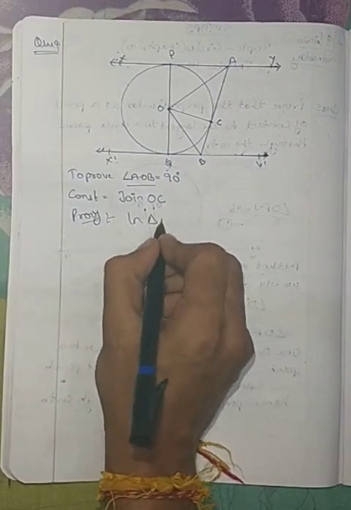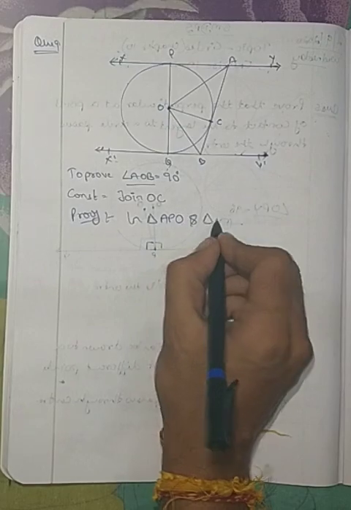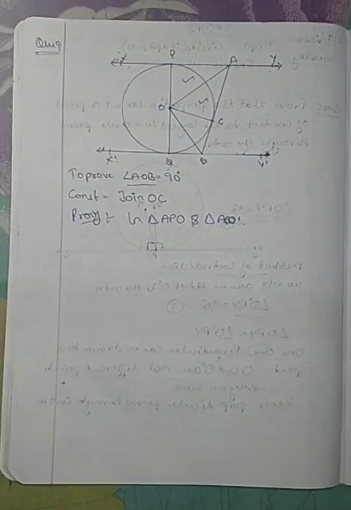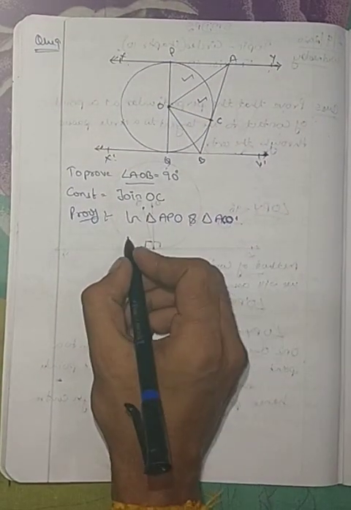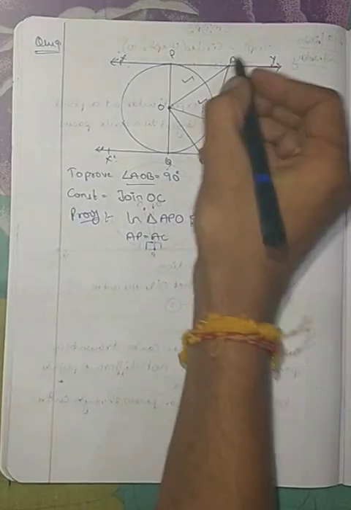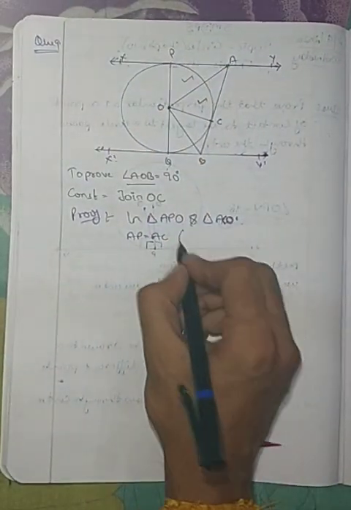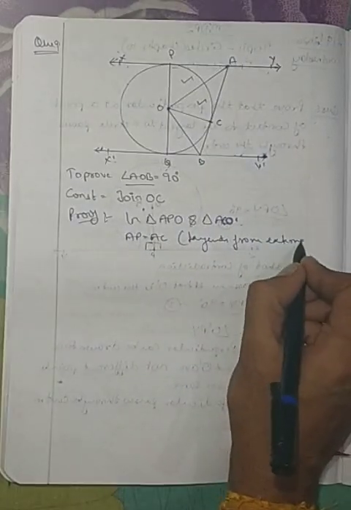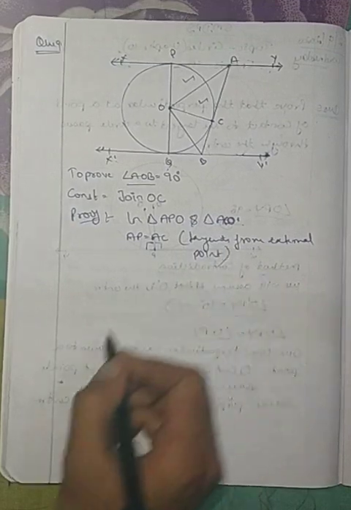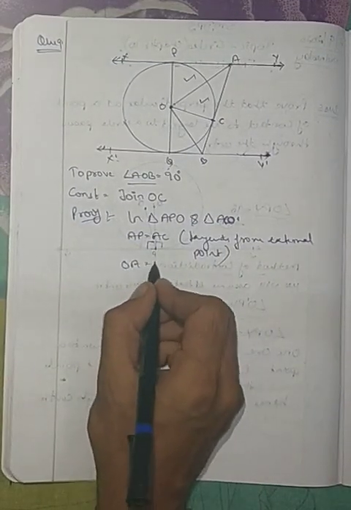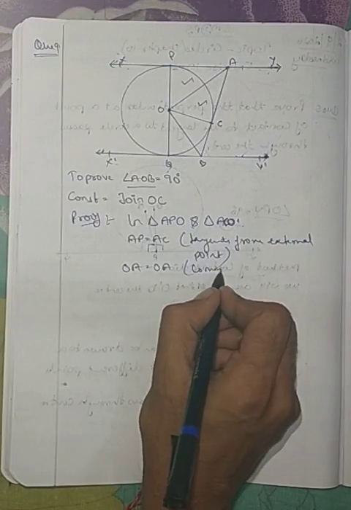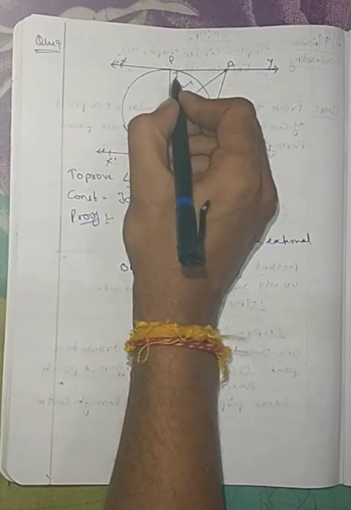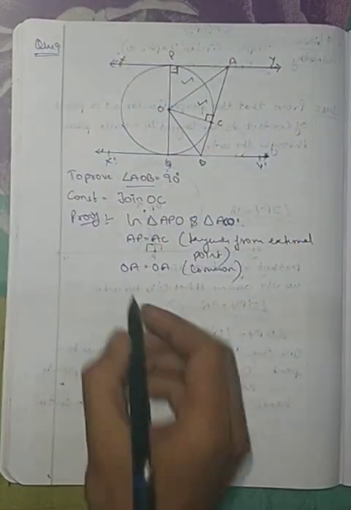Now in triangle APO and triangle ACO, can you prove these two triangles congruent? Absolutely. AP is equal to AC, tangents from an external point. Then we have OA is equal to OA, that is common. And another thing, OP is the radius, AP is the tangent. So this angle and this angle will be 90 degrees.